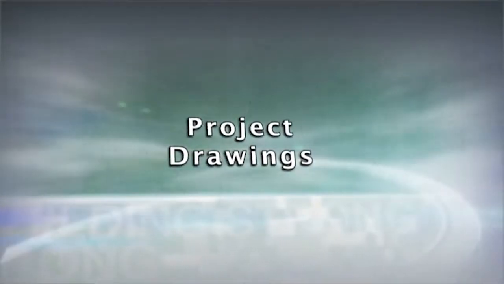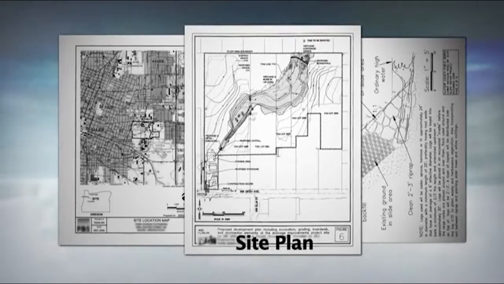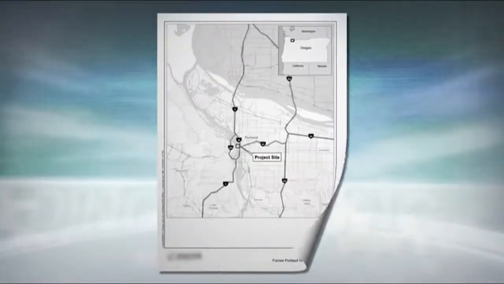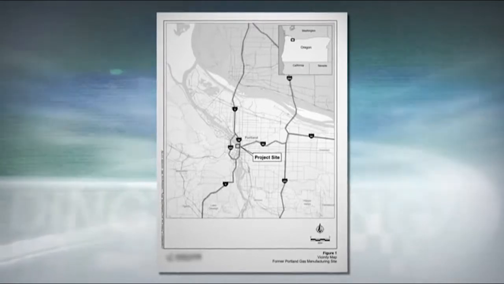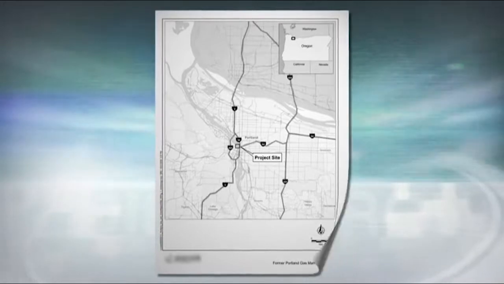Project drawings illustrate where the project is located and the work you plan to do. These drawings should include location maps and site plans and may include cross-sectional or profile drawings. Location maps should clearly show where in the state the project is and where the project is in relation to nearby cities and local roads. U.S. Geological Survey topographical maps are very helpful.